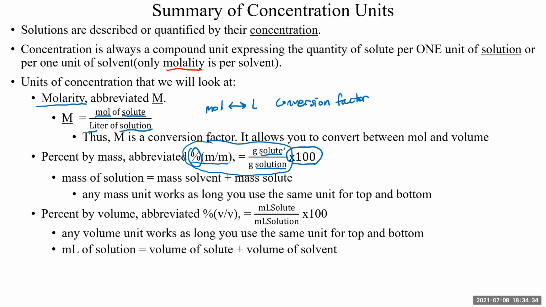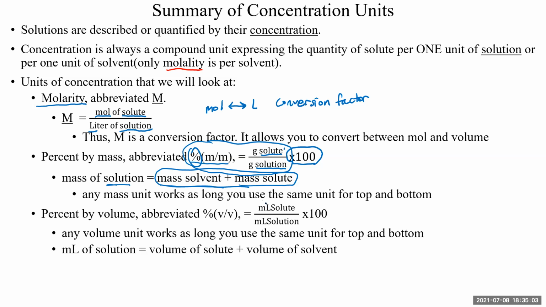You don't have to use grams. As long as you use the same mass unit or weight unit on the top and the bottom of the fraction, you could use any unit you want. You could do pounds of solute per pound of solution and multiply that by 100. You'll get the same exact percentage. Just remember that the mass of solution is always the sum of the mass of the solvent and the mass of the solute taken together. It's both.